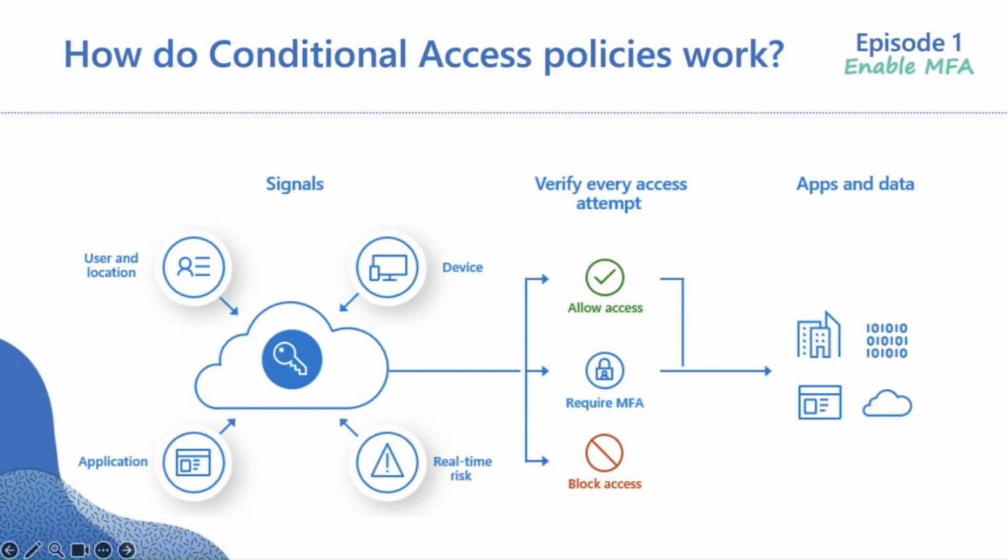Based on those different signals, we have policies that then determine the appropriate response for each access attempt. There's 3 possible outcomes. Either access is allowed and you can seamlessly access whatever application you want to access if the signals are low risk and compliant. You can also require multi-factor authentication if that is outside of the current trust boundary for an added layer of security. And finally, if the risk is too high, you can completely block the access to safeguard your organization.